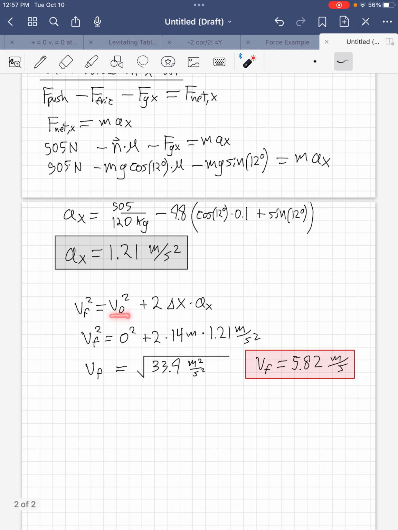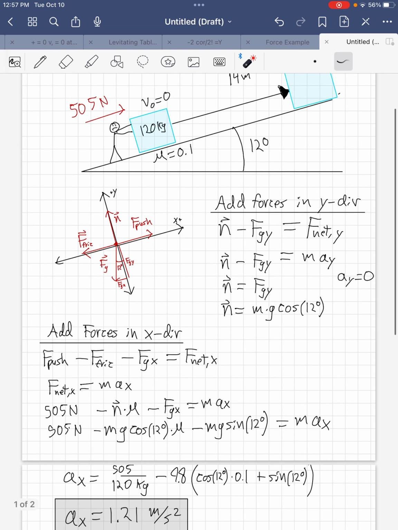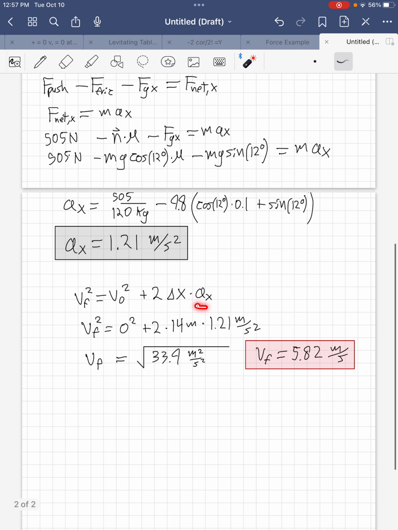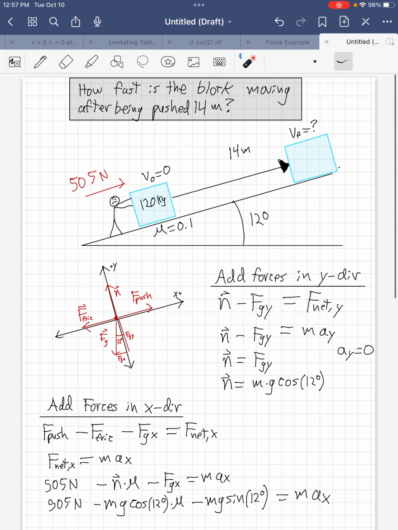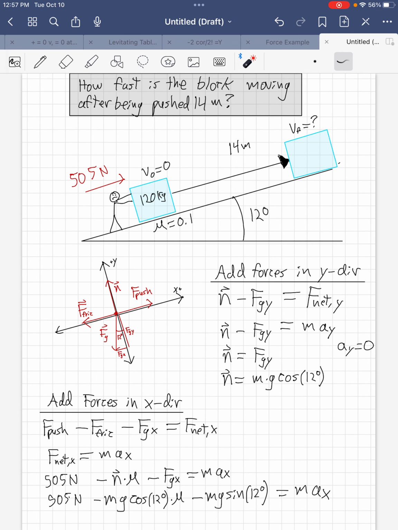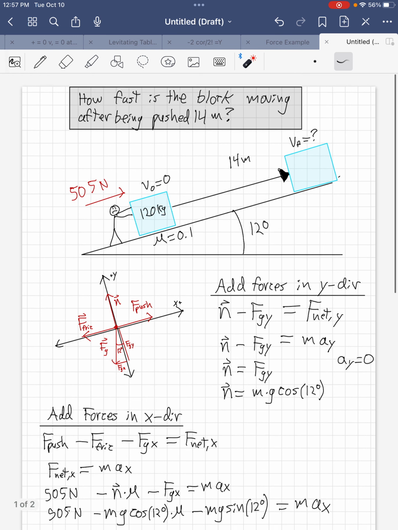The initial velocity is 0. The displacement is 14 meters. It moves 14 meters uphill. And we've solved for the acceleration now. So we can just plug those into our calculator. And we get that the final velocity of the block after it's been pushed 14 meters is 5.82 meters per second. Huzzah! All right, so that's an example of one of the integrated problems that you'll be tested on Friday.